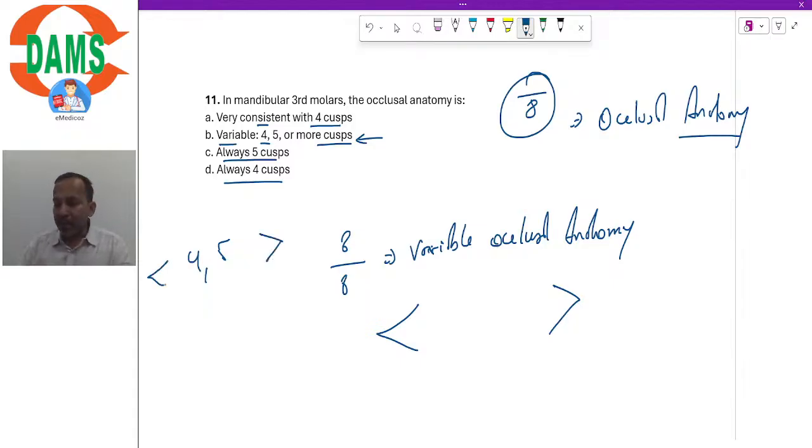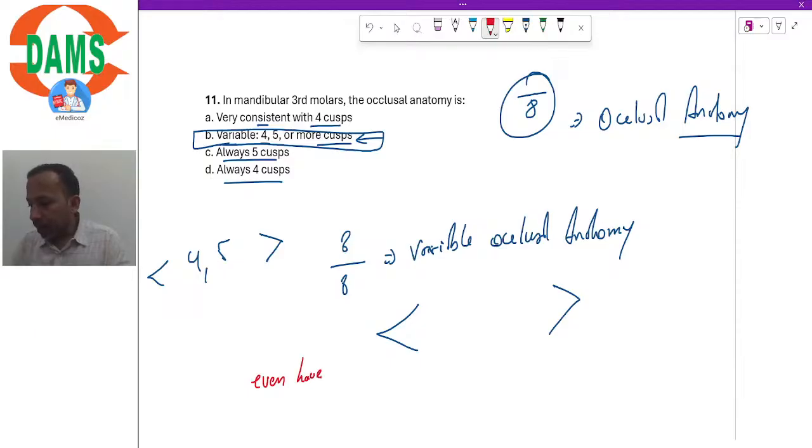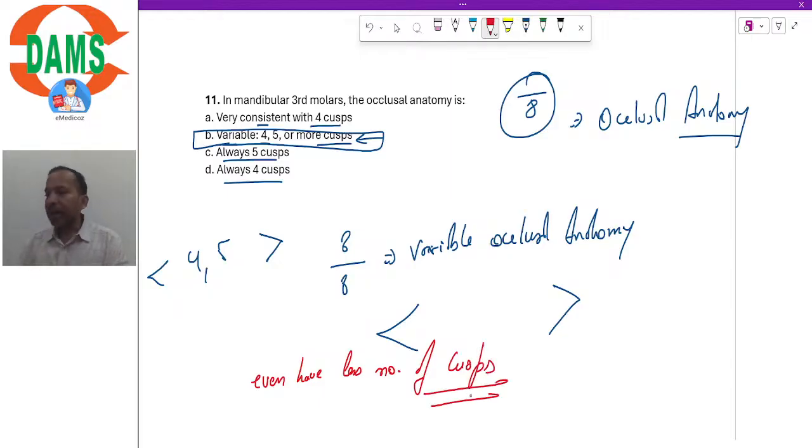They might even be lesser than 4, right? There might be 3 cusps, there might be 2 cusps. It might look like a premolar. That too is possible, isn't it? तो इसमें हालांकि हमने ये पॉइंट इंक्लूड नहीं किया कि इसमें less number of cusps भी हो सकते हैं, but that too is true, isn't it? So it might even have less number of cusps. That too is true.